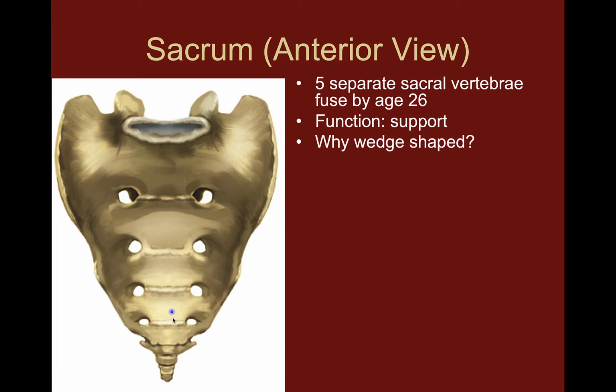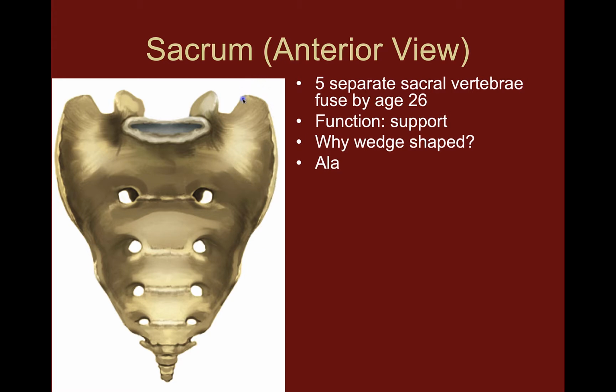Wedges are really strong. Our pelvic girdle is going to sit on the edges right here, and it's going to articulate. As you put weight on your vertebral column, it pushes down on the sacrum, and it forces that wedge-shaped sacrum into the pelvic girdle, and that's going to help hold that vertebral column up and support and put weight on that pelvic girdle.